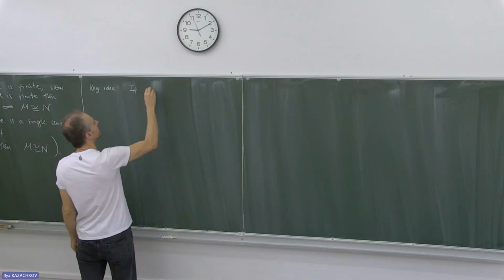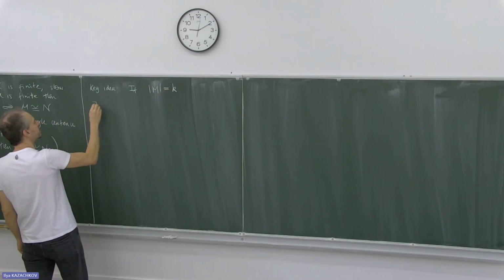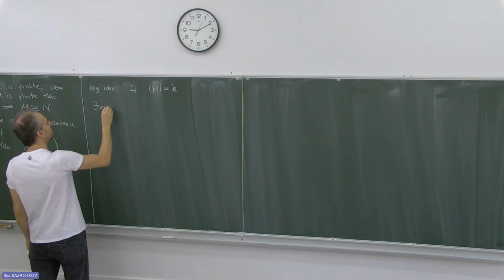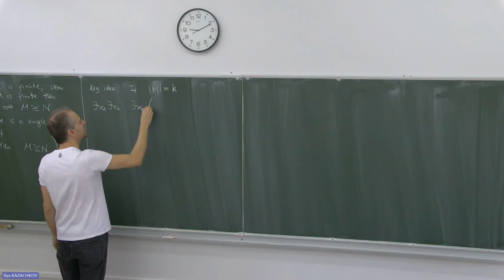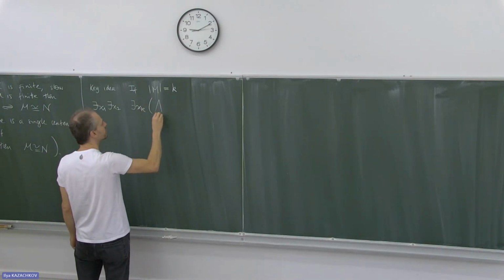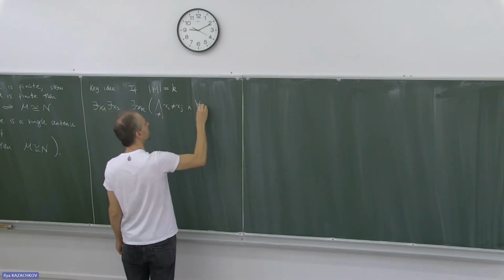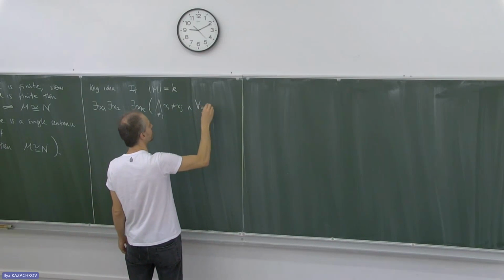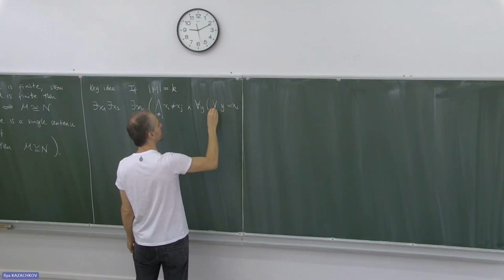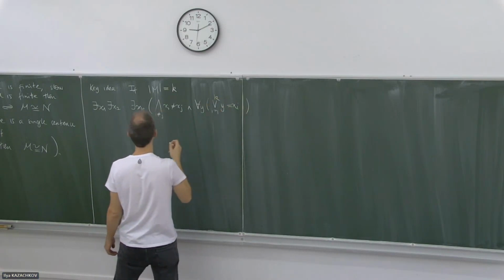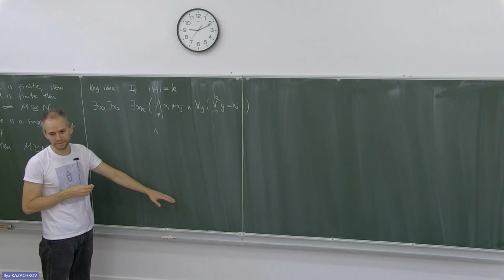So if the cardinality of this M is, let's say, K, this formula is going to start by saying there exists x1, x2, up to there exists xk. We say they're all different, with this big conjunction, and we say that there are exactly such a number of elements: for every y, y is going to be equal to one of these xi's. And now a lot more conjunctions are going to come.